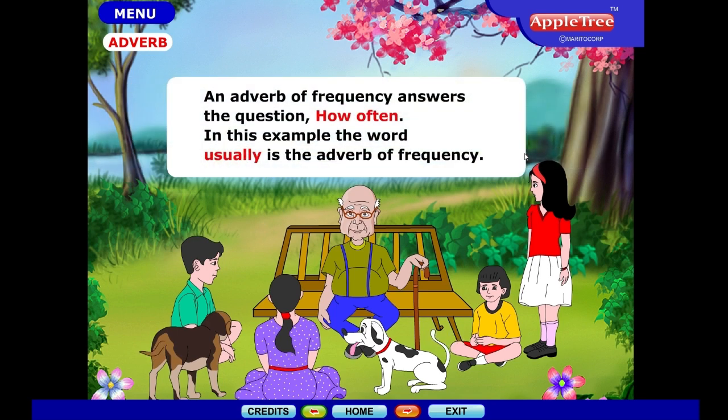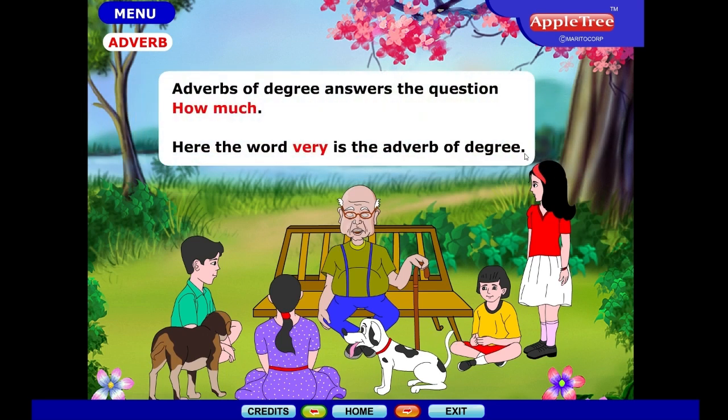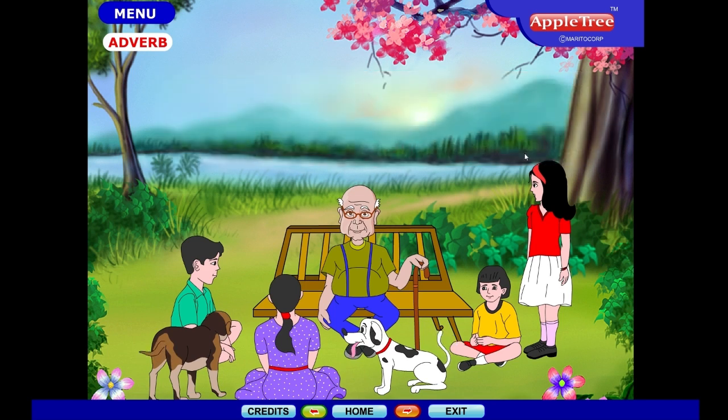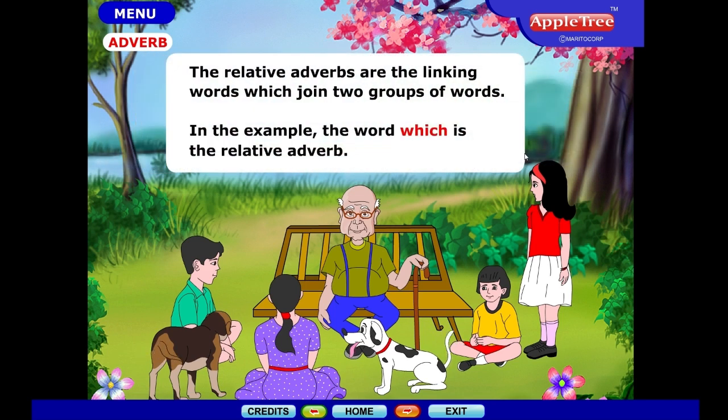An adverb of frequency answers the question how often. In this example, the word usually is the adverb of frequency. Adverbs of degree answer the question how much. Here the word very is the adverb of degree. The relative adverbs are the linking words which join two groups of words. In the example, the word which is the relative adverb.